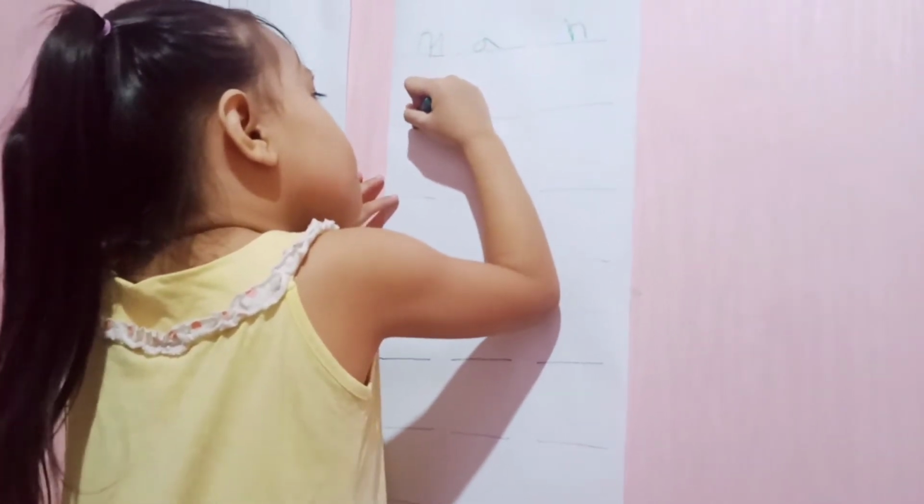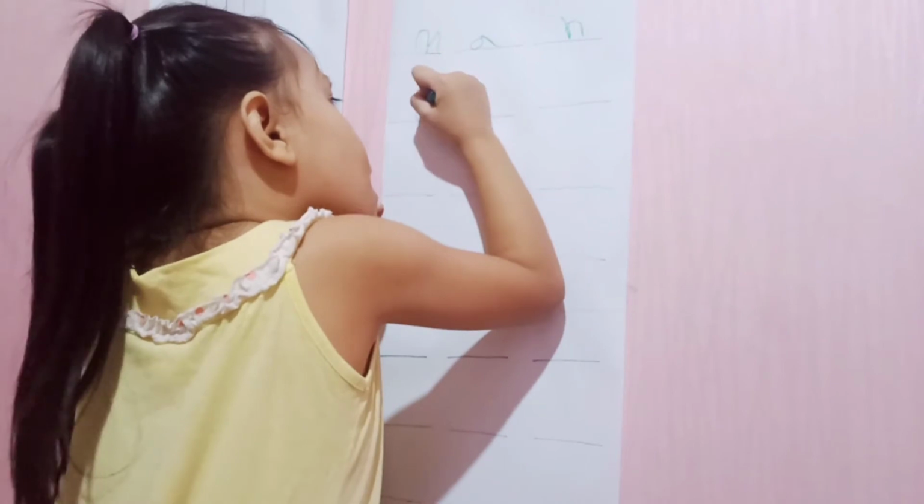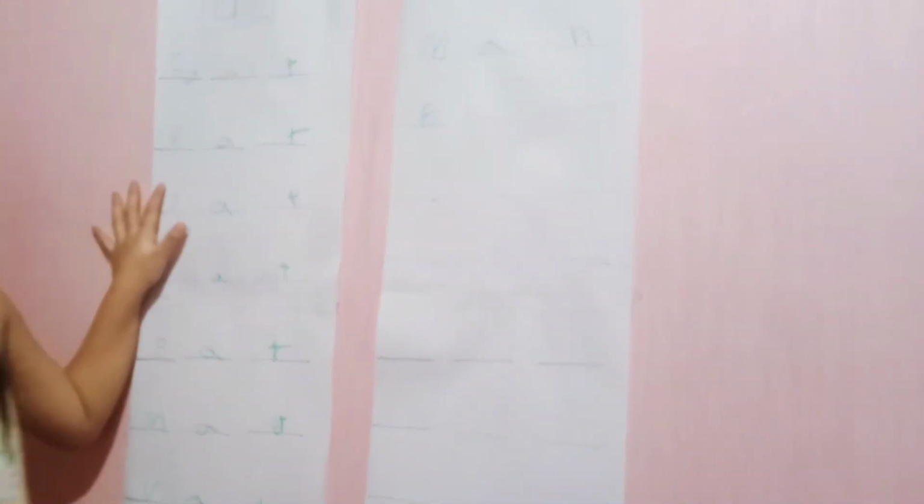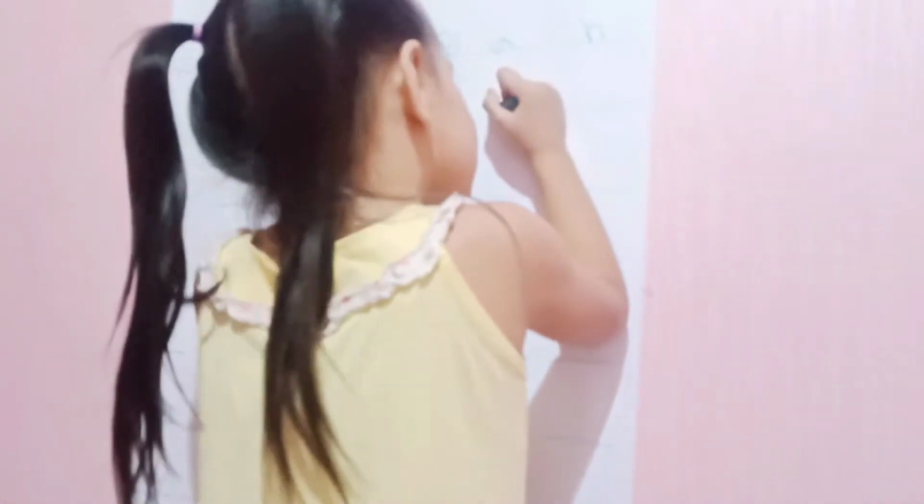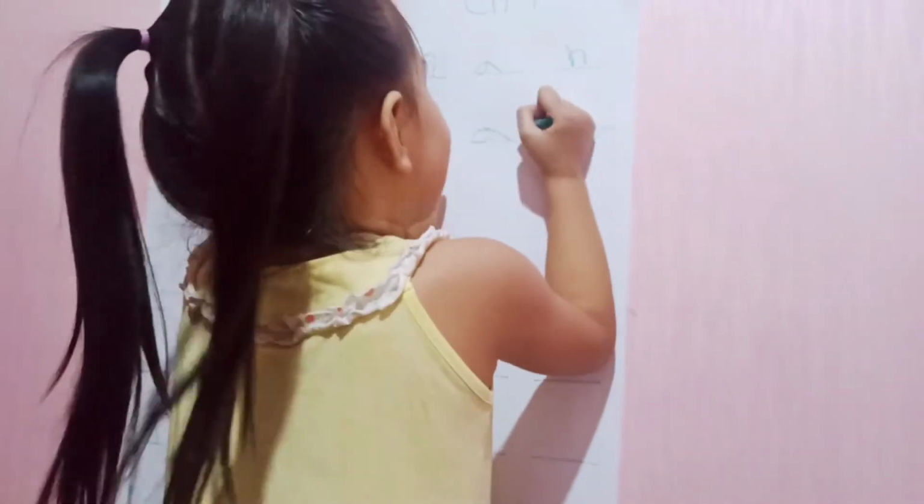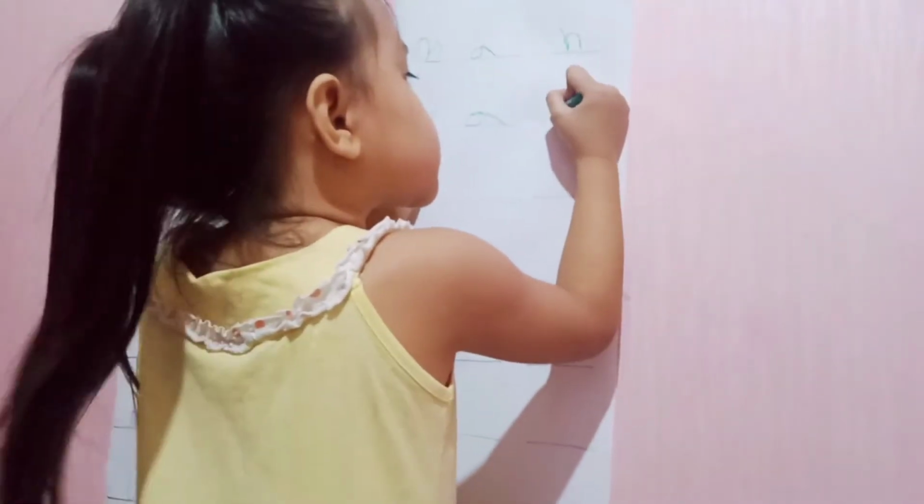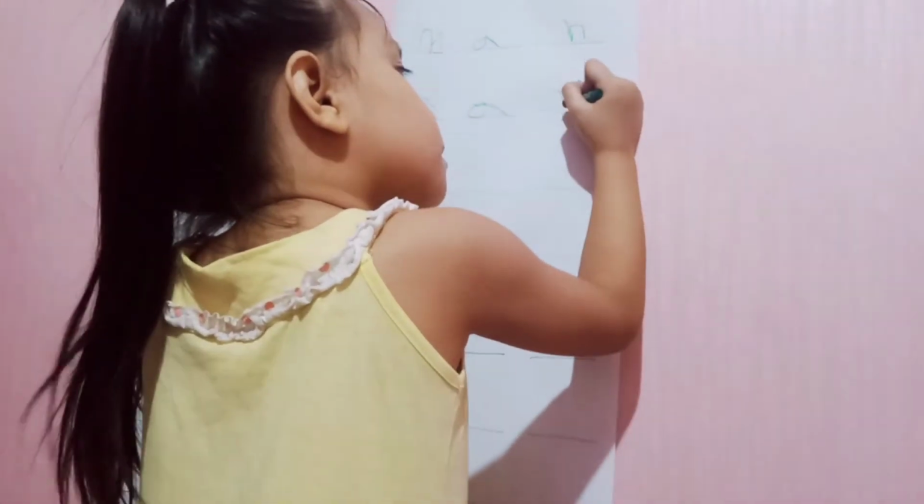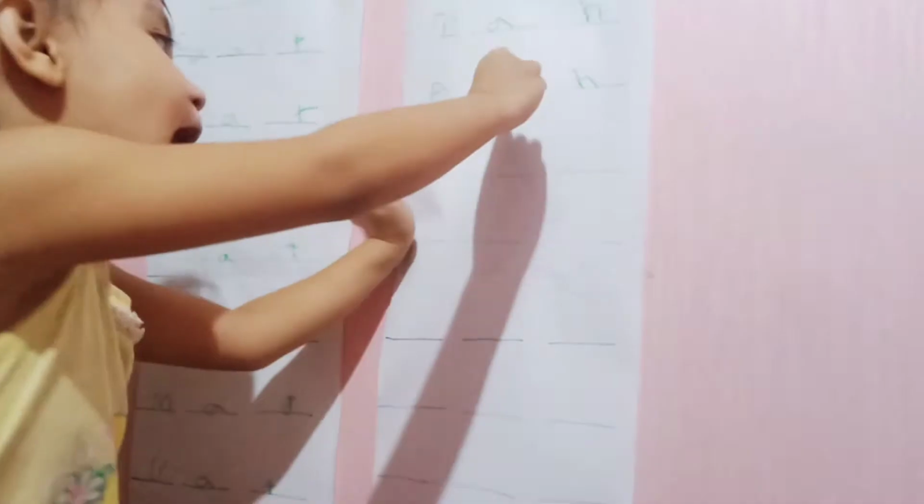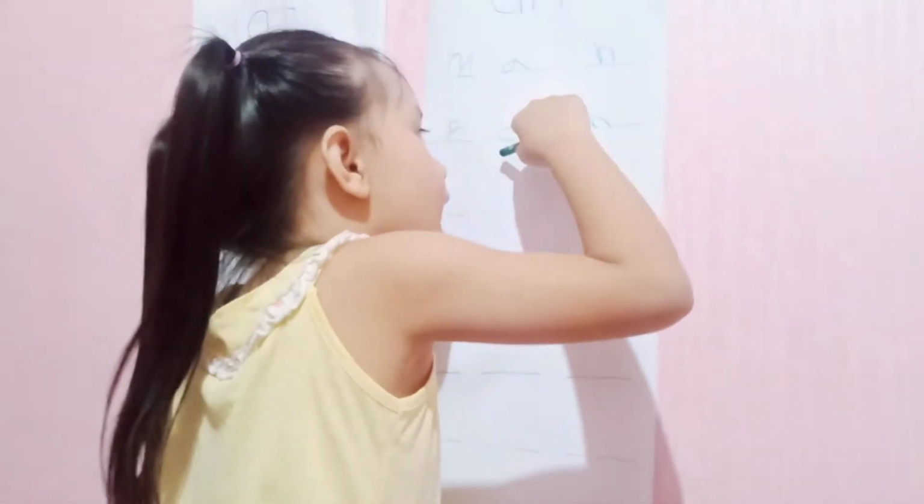B an. This is finished though. Well, very good. You are very good. Okay, can you read it? B a t. No. B a n. Oh, what's that? Pan. Okay. Next. K an.